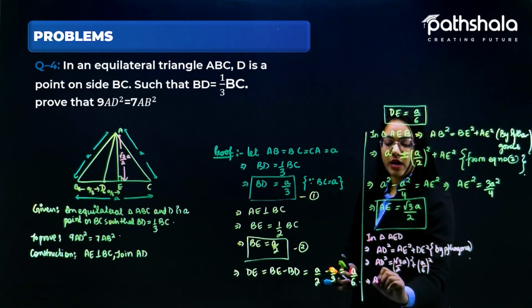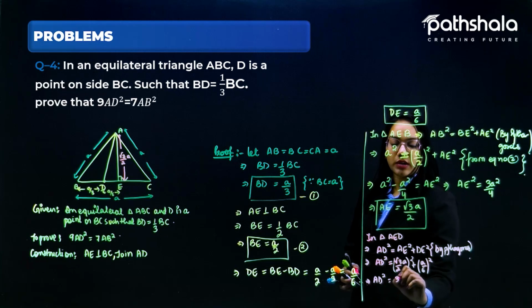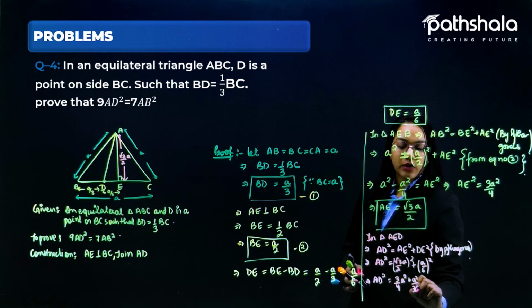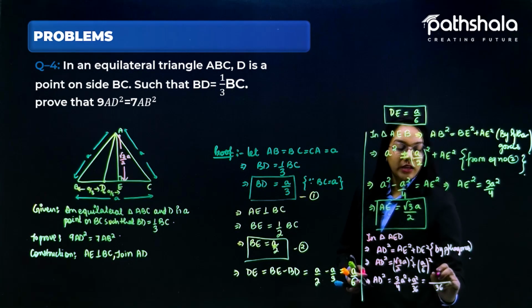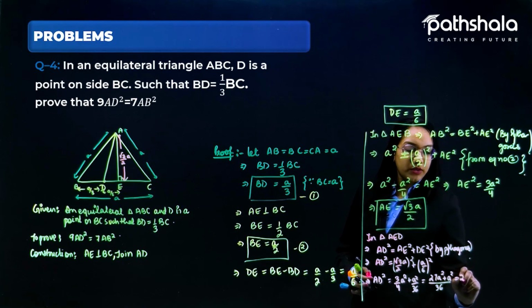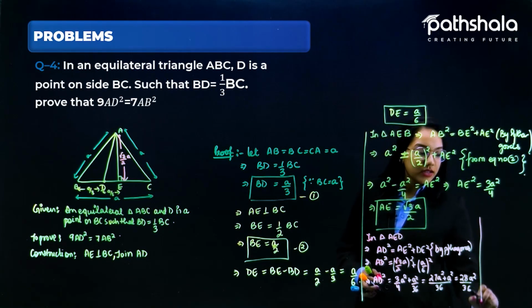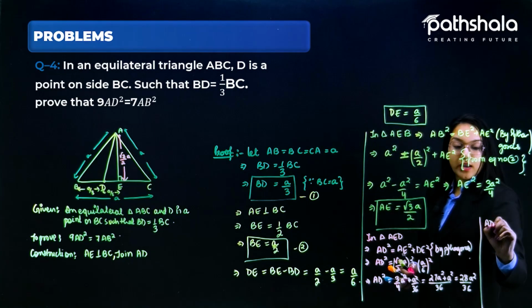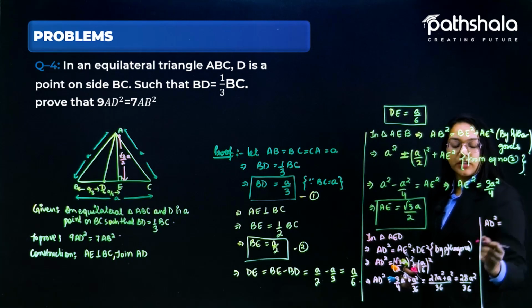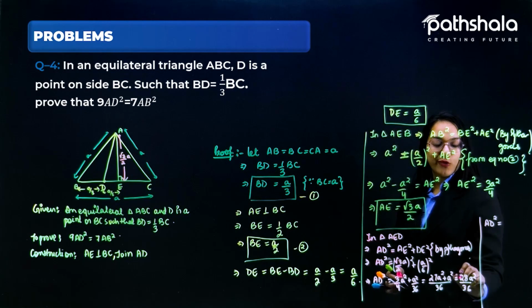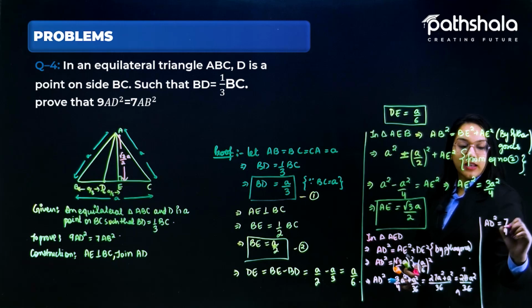Now let's just calculate it. AD square is equal to 3 by 4 A square plus A square by 36. Now let's just calculate it. This would be nothing but 36 in the denominator, and 9 into 3 is 27A square plus A square. This is nothing but 28A square by 36. So at the end we are getting AD square is equal to 28 by 36. So 4 into 7 is 28, 4 into 9 is 36. So we are getting 7 by 9 A square.